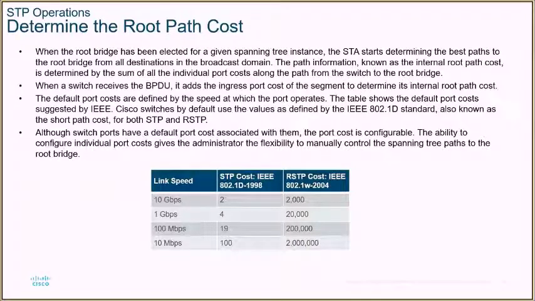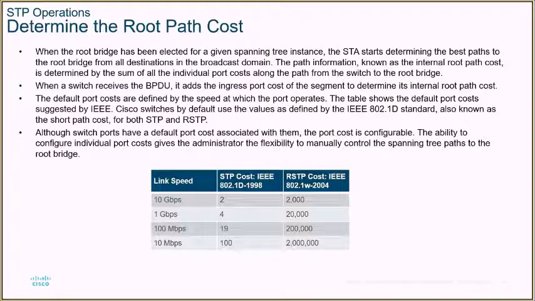Basically, once the root bridge has been elected, the spanning tree then starts determining the best paths to the root bridge from all other bridges. The path information, known as the internal root path cost, is determined by the sum of all the individual port costs along the path from the switch to the root bridge. When a switch receives a BPDU, it adds the ingress port cost of the segment to determine its internal root path cost. The default port costs are defined by the speed at which the port operates.